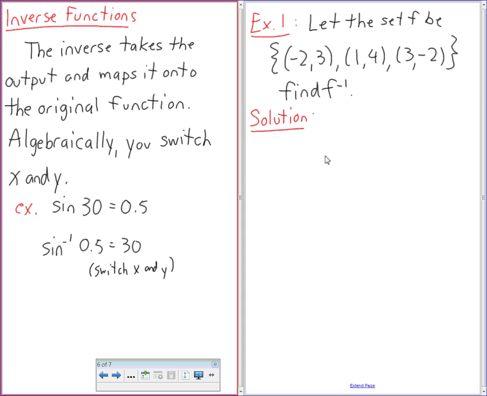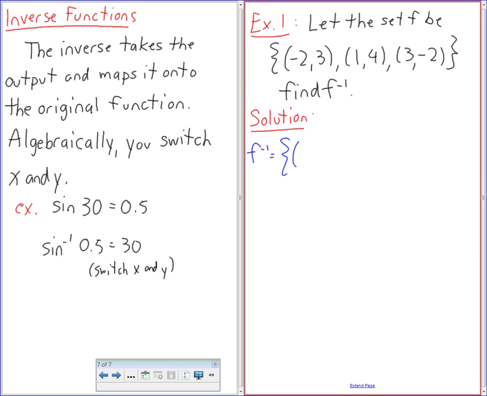It says for us, algebraically, switch the x and the y. So for the original point, negative 2 and 3, what's the inverse of negative 2 and 3 going to be? They're negative 2. Great. So I got another volunteer. Tell me the inverse of 1 and 4, please.